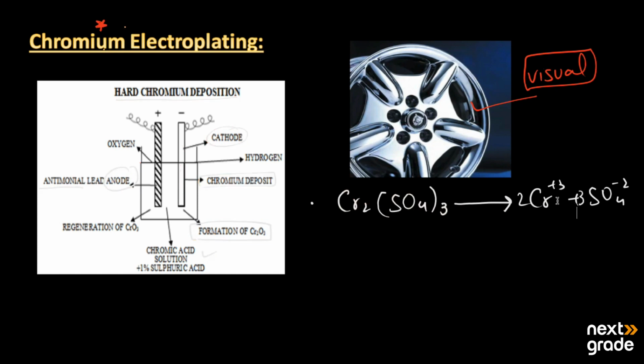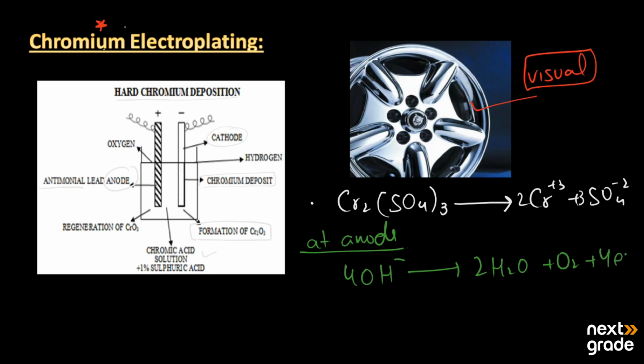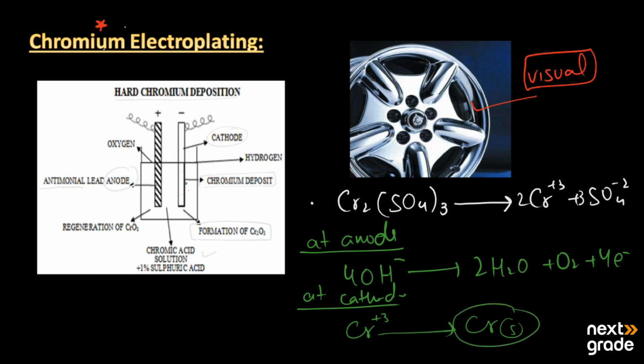When the electricity or the reaction starts, the movement of the electrons starts at the anode, and at the anode the hydroxide ions lose electrons and make water molecules, oxygen and 4 electrons. Now the process at the cathode is very simple. The chromium ions move towards that end, gain the electrons and change into chromium as a solid deposit over the surface of the other metal. So this is the simple chromium electroplating.